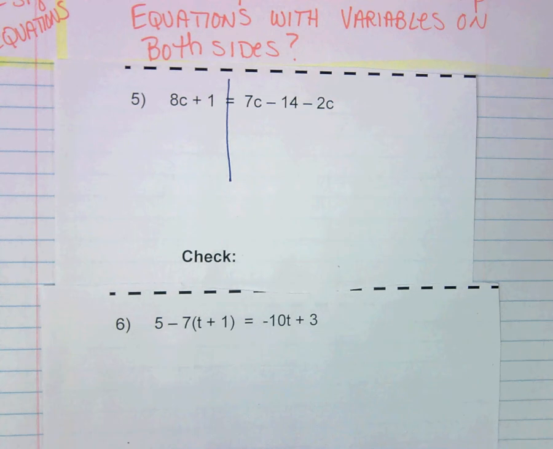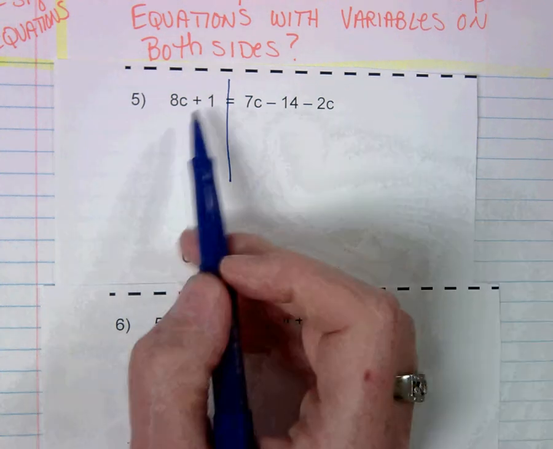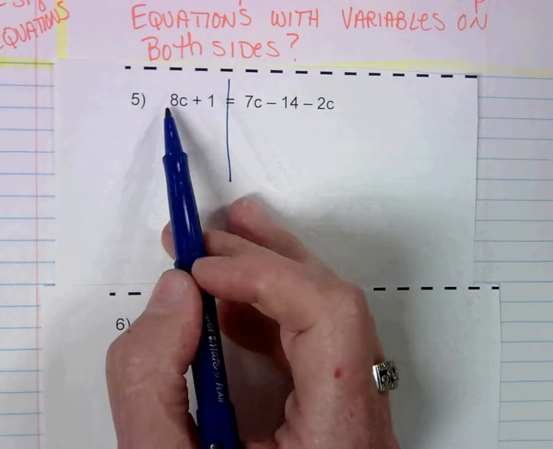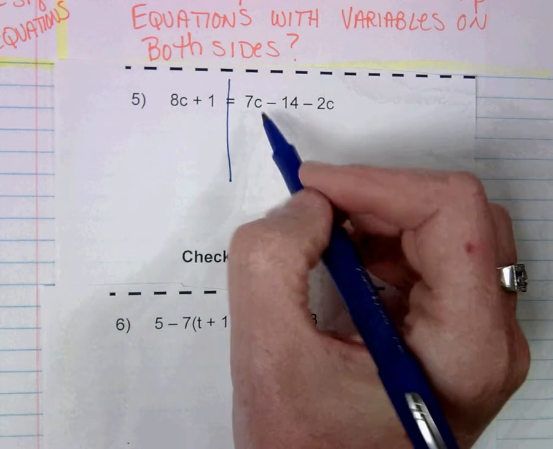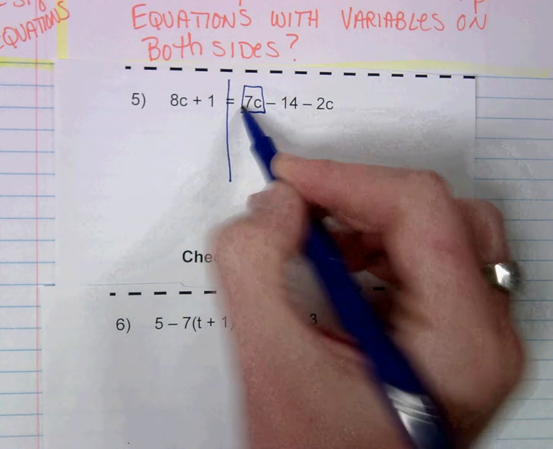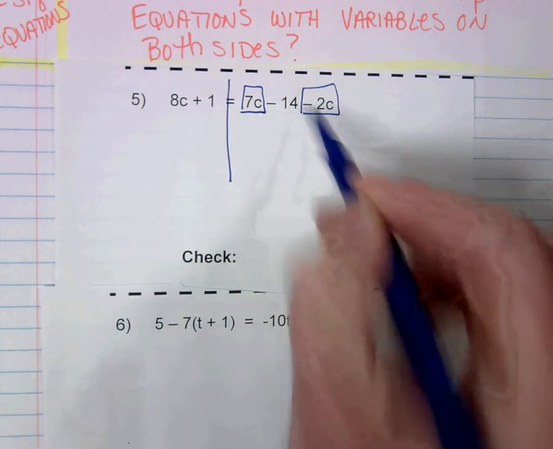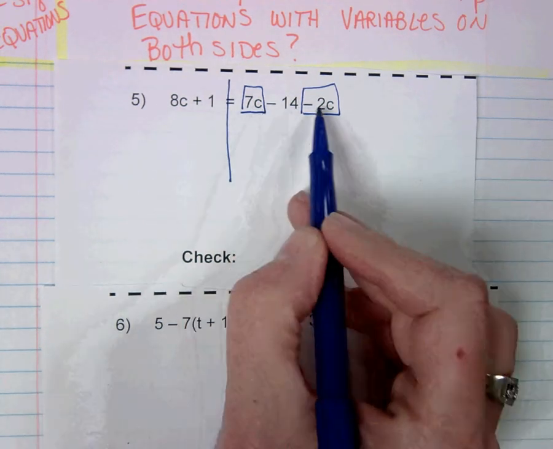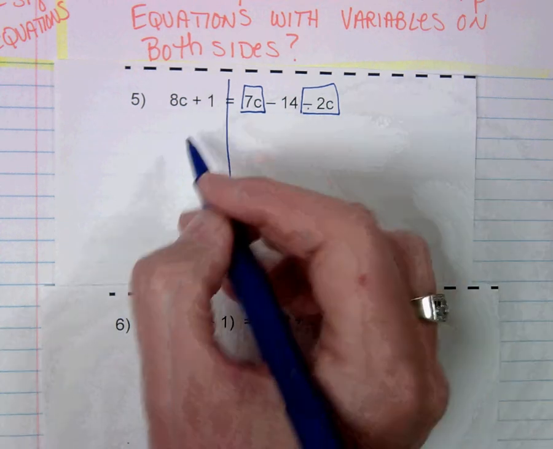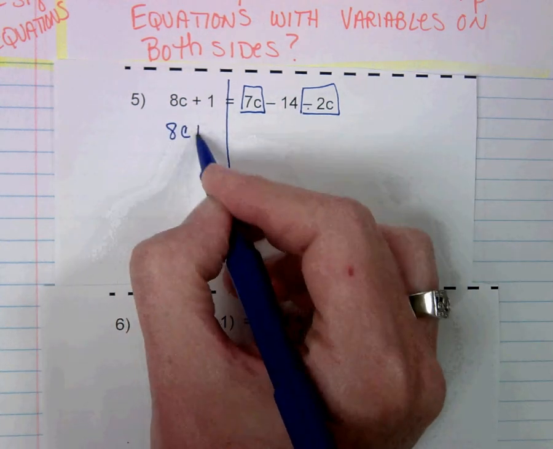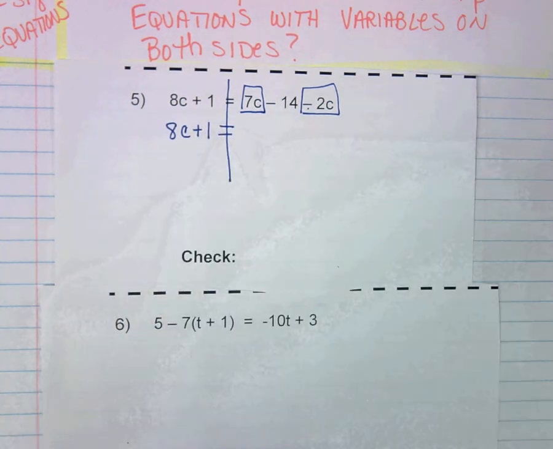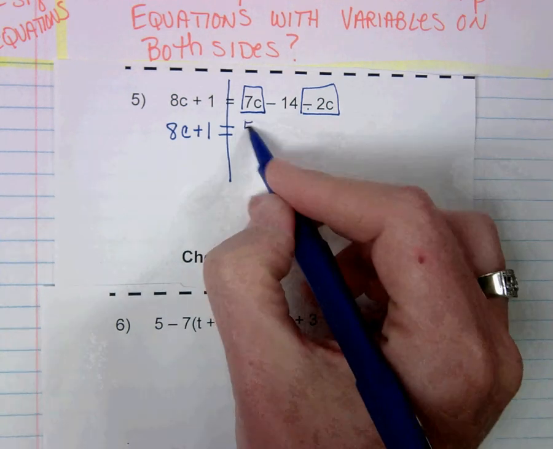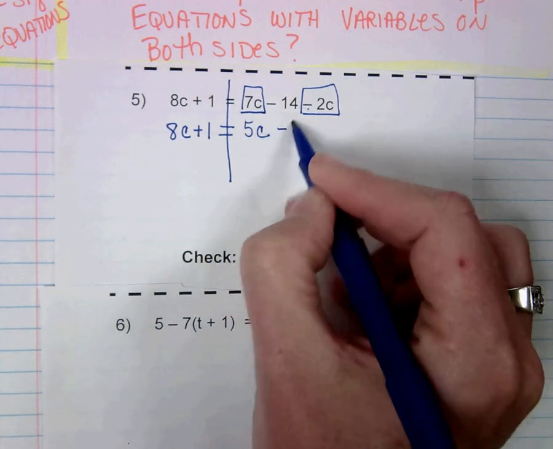Okay, so distributing. We don't have any distributing. There's no parentheses. Now let's look for like terms. We don't have any like terms on the left side, but we do have some like terms on the right side. So remember, pay attention to the sign in front of the term. So this is 7c minus 2c. So I do need to put that together. I'm going to go ahead and rewrite the left side. The right side would be 5c minus 14.